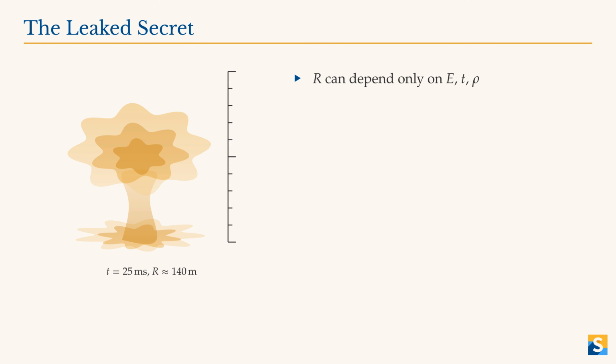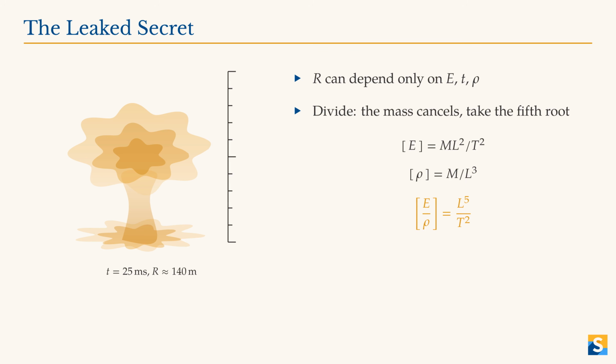Build a length out of E, t, and ρ. Energy is mass times length squared over time squared. Density is mass over length cubed. Divide E by ρ and the mass cancels, leaving length to the fifth over time squared. Multiply by t squared, take the fifth root. The radius must be (E t squared over ρ) to the 1/5 power, times a number near 1.